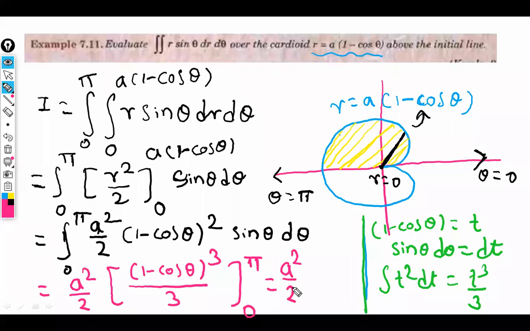Now let I ask 106. Tell me, when you replace pi, what will be the value of this bracket? 2, sir, because cos pi is minus 1, so it is 2 cube. 2 cube, so 8 by 3. And what about when theta is 0? It will be 0, sir. 1 minus 0, that's 1. So that's your answer, 4a square by 3. Correct, that's the final answer.